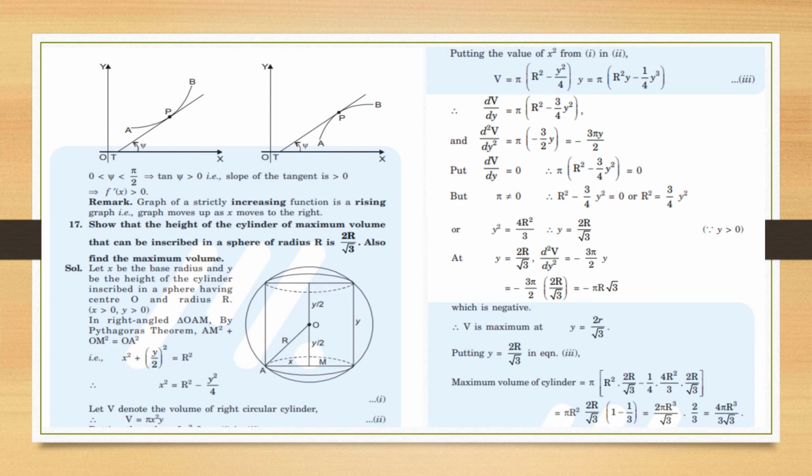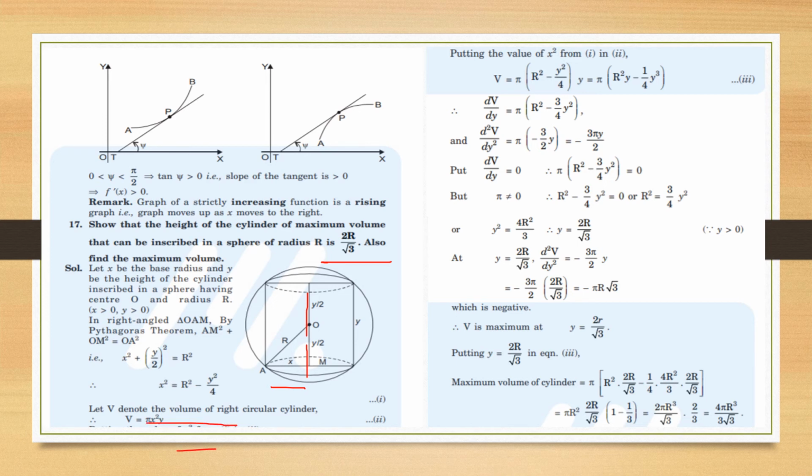Number 17 is, show that the height of the cylinder of maximum volume that can be inscribed in a sphere of radius r is 2r by root 3. Now the cylinder is inscribed in it. This is the radius of the sphere, this is the radius of the cylinder, y is the height. As it is symmetrical, this is y by 2, y by 2. Apply the Pythagoras theorem, I get x square plus (y by 2) whole square equal to r square. So get the value of x square.